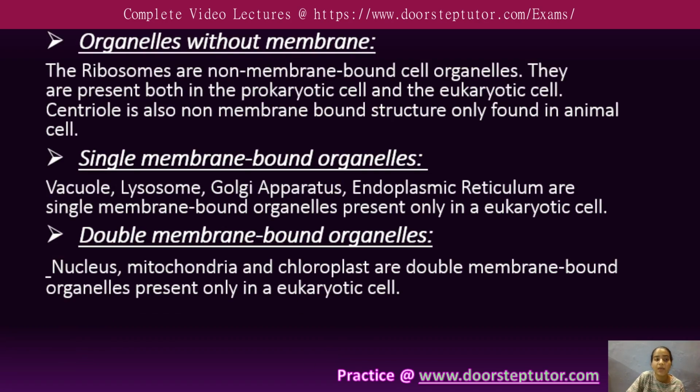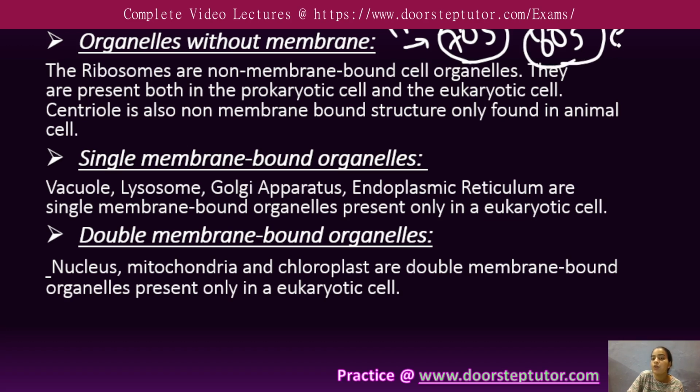Now the organelles can be of different types, as there are some organelles which have a membrane, some which have a double membrane, and some which don't have any membrane. The organelles which are without membrane can be ribosomes, as ribosomes are non-membrane bound cell organelles. These are present in both prokaryotes as well as eukaryotes. The ribosomes can be of two types, that is 70S ribosomes and 80S ribosomes. 70S ribosomes are mostly found in prokaryotic cells, while 80S ribosomes are found in eukaryotic cells.